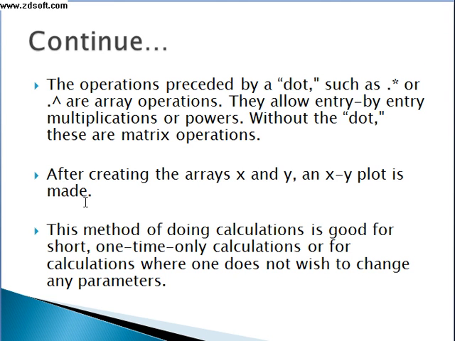Now you have noticed that the operations preceded by a dot, such as dot star or dot to the power, are array operations. They allow entry by entry multiplications or powers respectively. Without the dot operator, these matrix operations will not be done element by element. Okay, so after creating the arrays x and y, an xy plot is made. This method of doing calculation is good for short one time only calculations or for calculation where one does not wish to change any parameters in future.